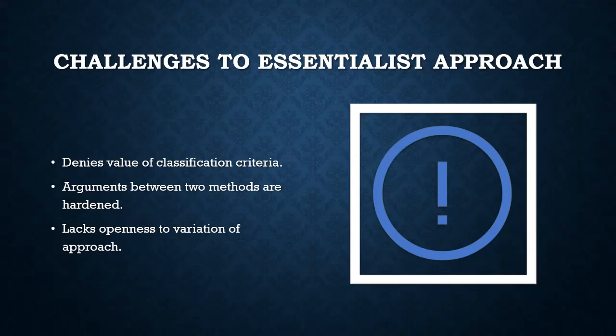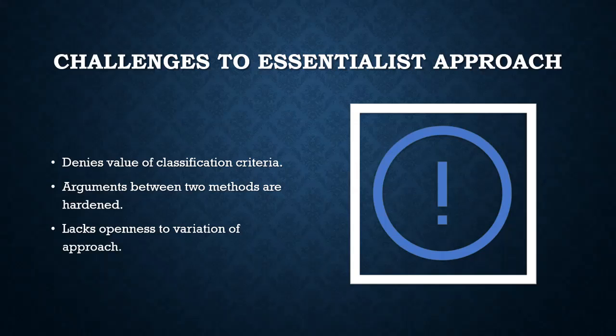Challenges to the essentialist approach include that it denies the value of the classification criteria. Arguments between the two methods are hardened, and it lacks openness to variations of approach. So when you are looking at a particular research question or research problem, you really want to look at different levels of approach towards a research problem.